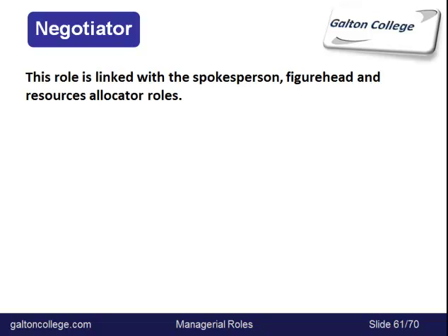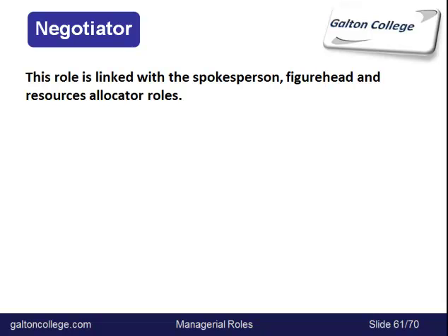As a negotiator, this role is linked with the spokesperson and the figurehead and the resource allocator roles. So the manager acts as a negotiator when sometimes there are issues associated with perhaps the assignment of tasks. There may be issues with staff who object to perhaps having to perform particular functions or performing functions in a certain sequence or something of this nature, and the manager has to intervene and negotiate and ensure that there's understanding right throughout.